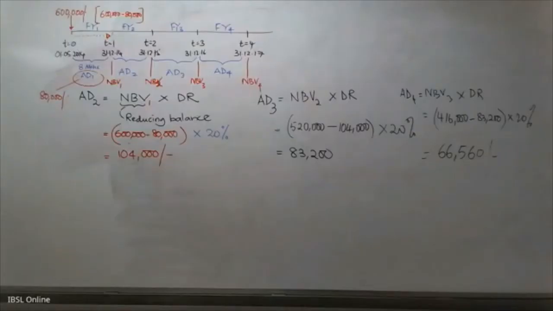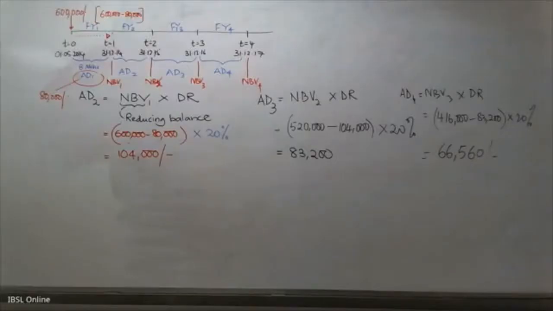Sir, the third one answer is 66,560. Is it correct, sir? Okay, hold on. I'll calculate it. 416 minus 83,200. So you get 332,800 into 20%. Yeah, 66,560. Correct. Yes, sir, that is correct.